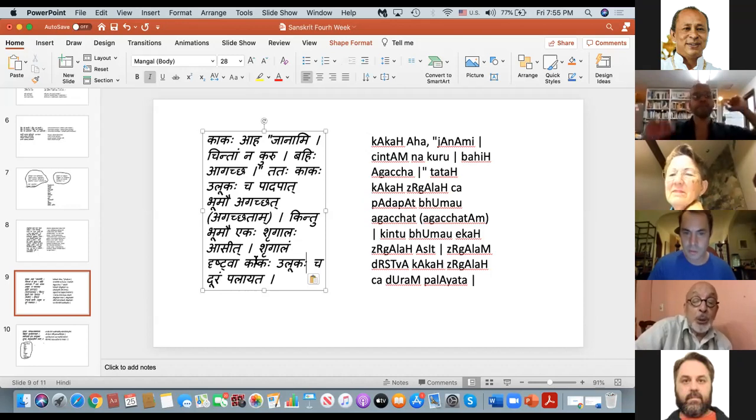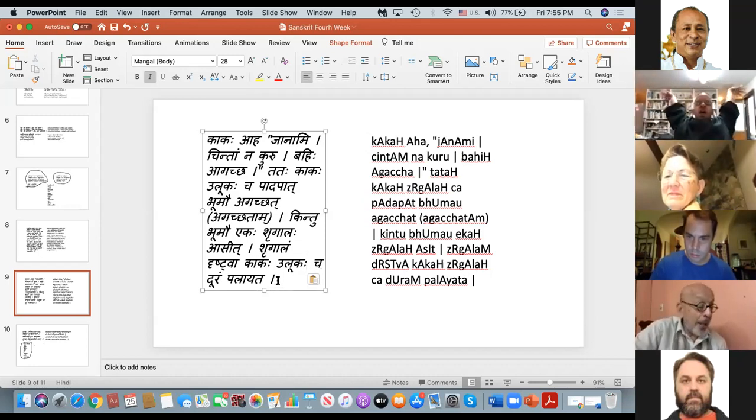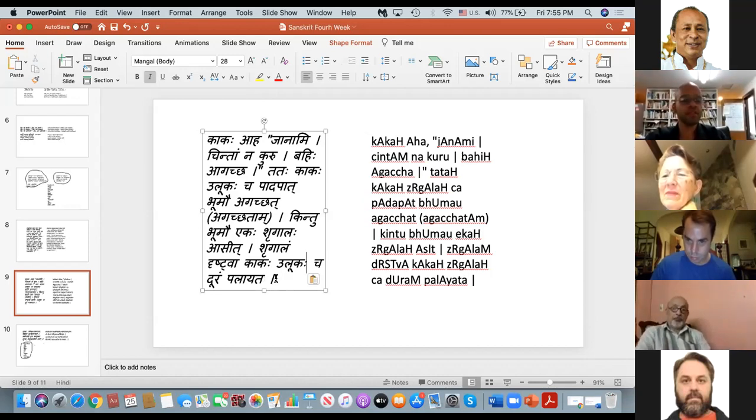Srigalam dishtva kaka ulukascha duram palayata. Okay, translate this whole sentence. Srigalam dishtva kaka ulukascha duram palayata. Having seen the jackal, the crow and the owl ran far away. Okay, very good.